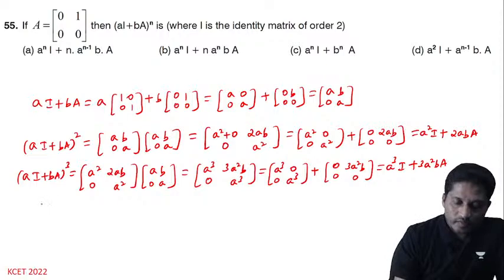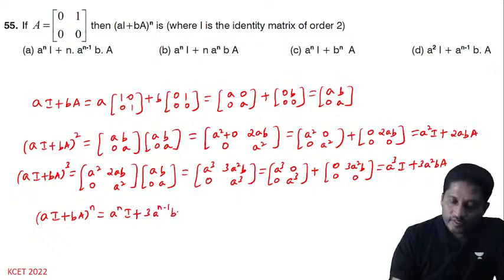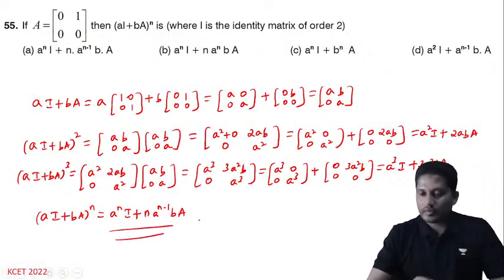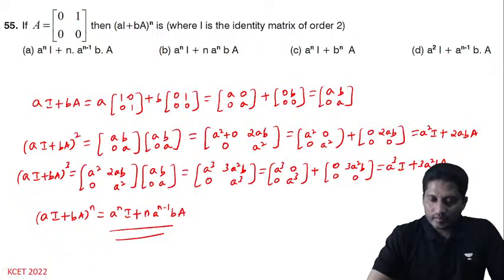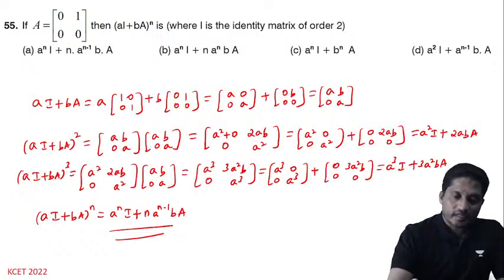Right, in general (A I + B A)^n can be written as A^n into I plus 3 into A^(n-1) into B into A. In place of 3, n should come. So this is then A^n into I plus n into A^(n-1) into BA. Answer is option A.